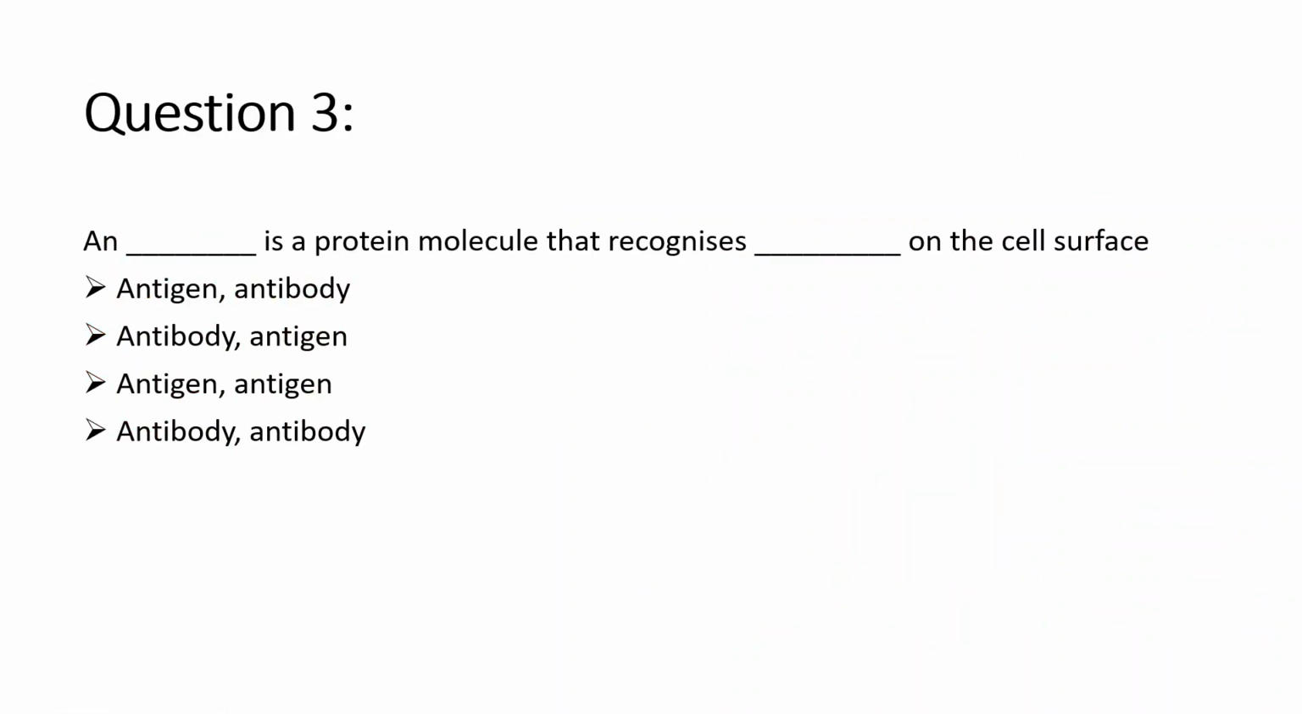Question number 3 is a fill in the blank type question. A blank is a protein molecule that recognizes a blank on the cell surface. Again, we have four options here: antigen, antibody; antibody, antigen; antigen, antigen; or antibody, antibody.